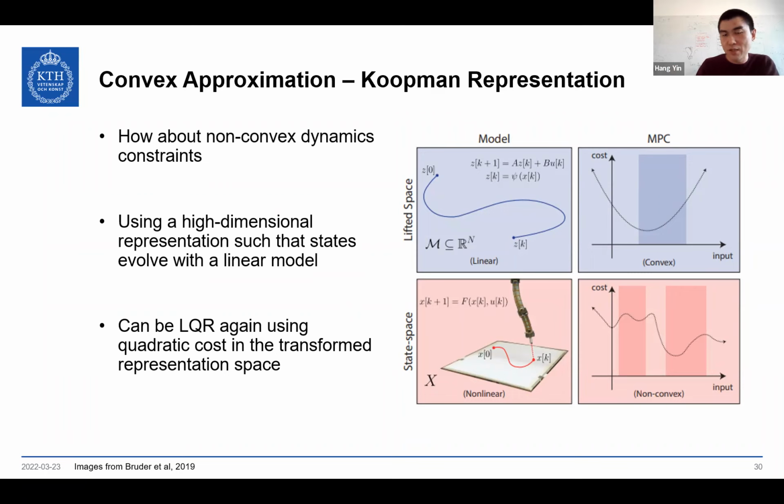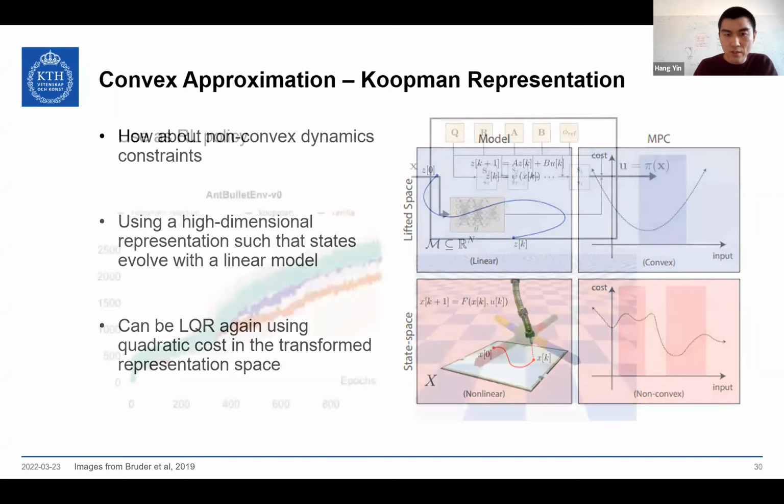But now it's an LQR problem, and we know that it can be efficiently solved, and we can even write down the closed-form solution. So you can see that this is basically what's happening here. You have this state, and you go through a neural network representation, which we are going to learn.